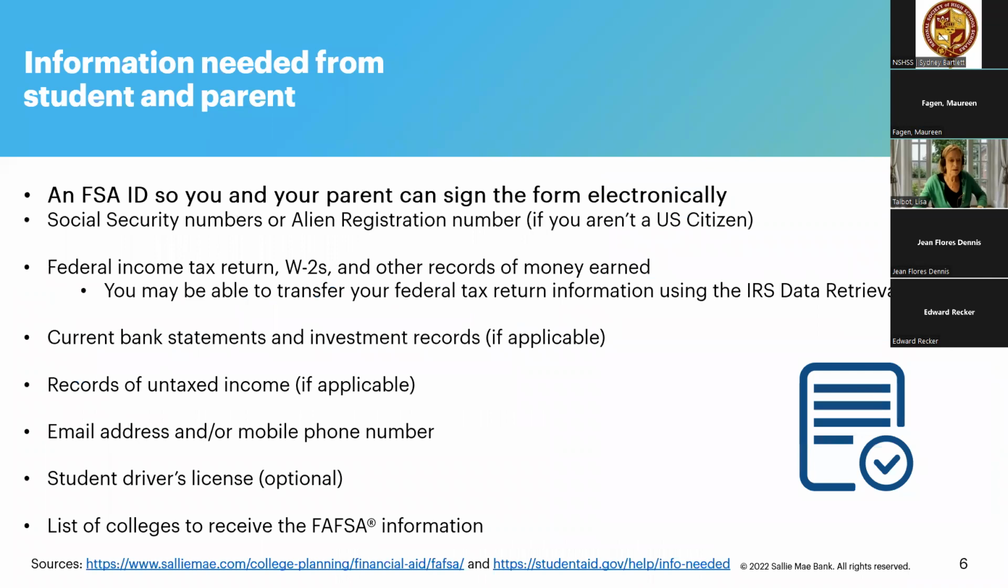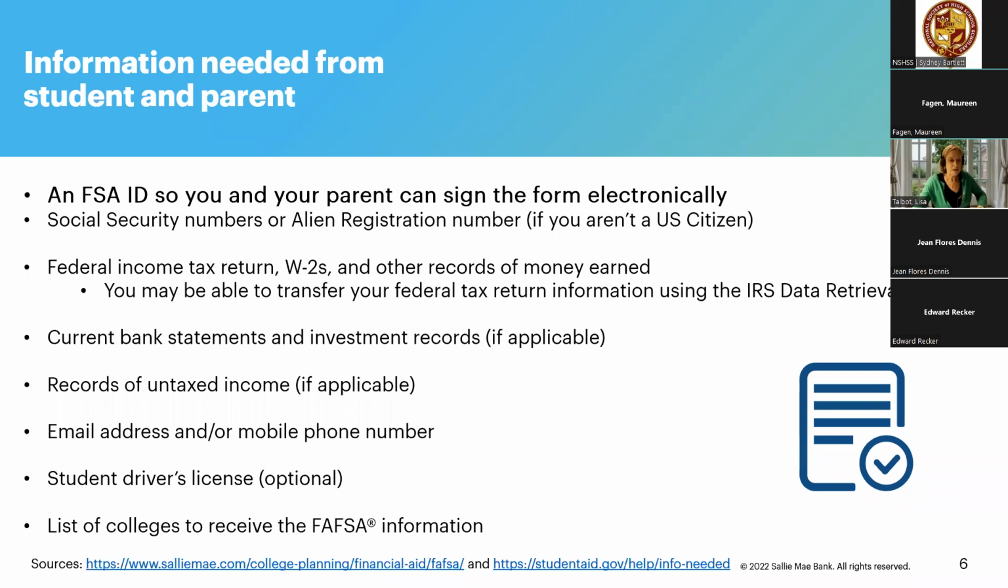So the first thing that you'll need to do to begin the FAFSA is get a federal student aid ID, or also termed an FSA ID. And this really acts as an electronic signature for your federal student aid documents. You get your FSA ID by going to studentaid.gov, as I mentioned earlier, and all you need to do is include your social security number and a mobile phone number or email address.